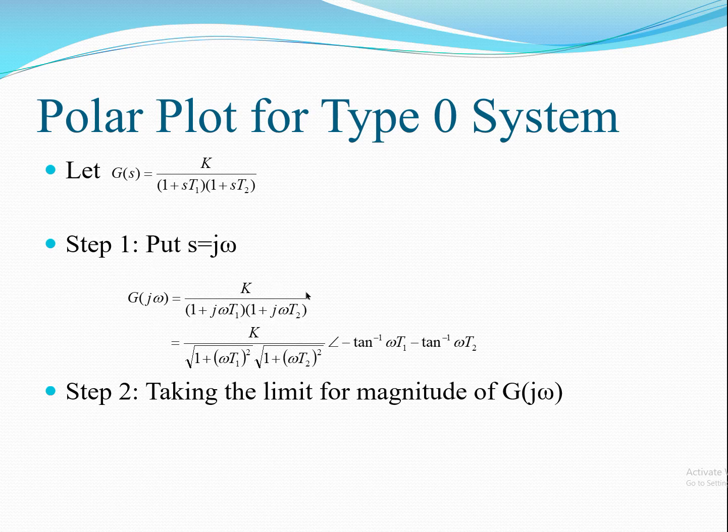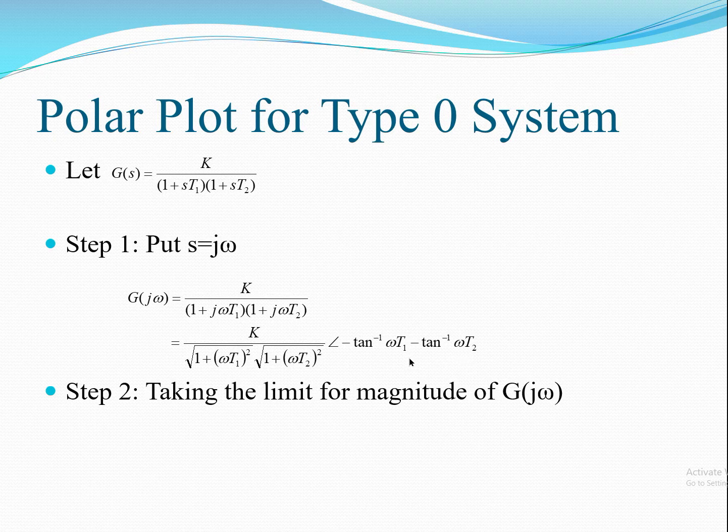Now I will find out the magnitude and the phase angle. For the magnitude, the numerator will be under root K squared plus 0, so it is nothing but K. In the denominator it will be under root of 1 plus the imaginary part squared, that is, under root 1 plus (omega T1) whole squared, and under root 1 plus (omega T2) whole squared. So we have these two terms. And the angle, actually in the numerator, is nothing but 0. And in the denominator it will be tan inverse omega T1 and tan inverse omega T2.